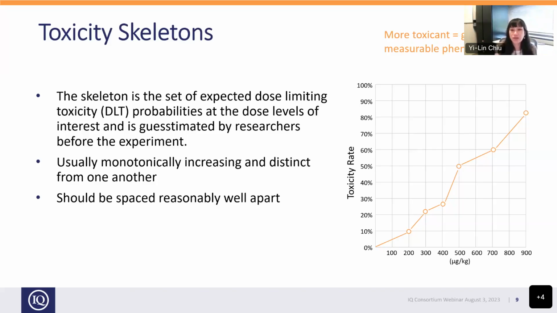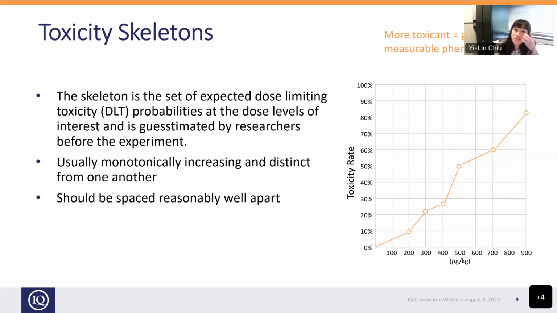mice. Then we can come up with a set of assumptions, which we often call toxicity skeletons. Then we can draw those lines together. It gets estimated by the researcher before the experiment. Those exercises need to be done regardless of whether this is an adaptive design or not.